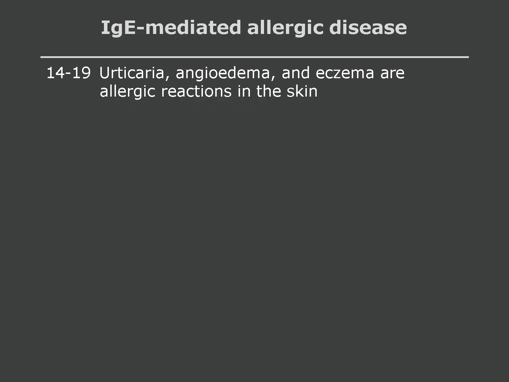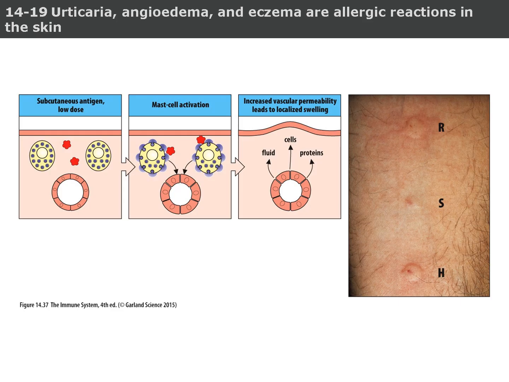Urticaria, angioedema, and eczema are allergic reactions in the skin. When a low dose of antigen enters the subcutaneous tissue, it activates mast cells in the skin. Upon activation, mast cells release mediators that increase vascular permeability, allowing cells, fluid, and proteins to move from the bloodstream into surrounding tissues. This leads to localized swelling known as wheal and flare reactions. Clinically, this process underlies conditions such as urticaria, angioedema, and eczema, all of which are characterized by redness, swelling, and itching in affected skin areas.